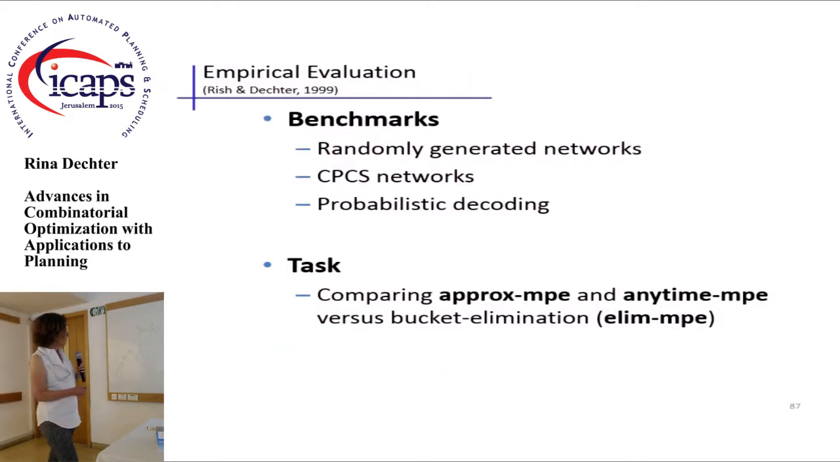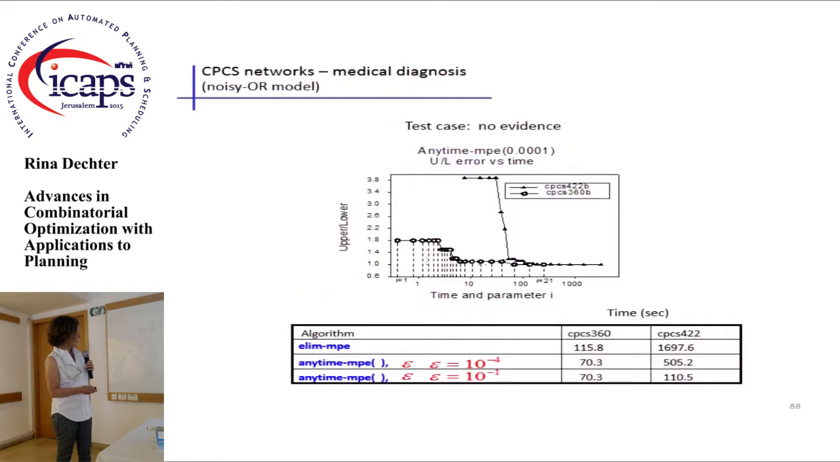We experimented with it. This was work with my student Irina Rish a long time ago. Actually, it was even before that. This is our journal paper. No, actually our journal paper is 2003, so it's actually the right date. We experimented a little bit on this, and here is just a flavor of things that we observed. At that time we had these CPCS networks that were perceived to be quite difficult. They come from medical diagnosis, either 360 nodes or 422 nodes.